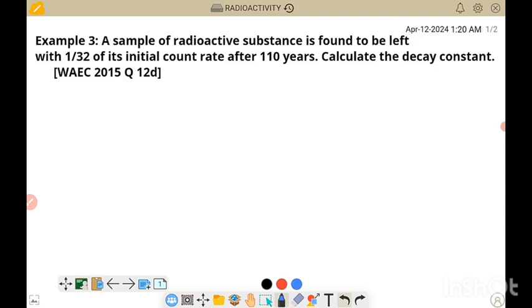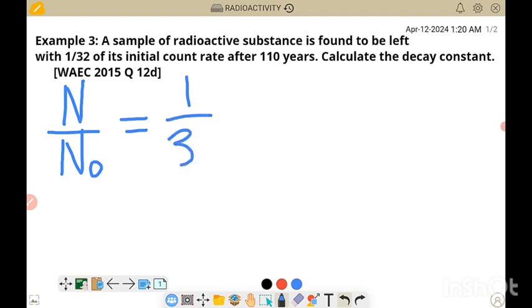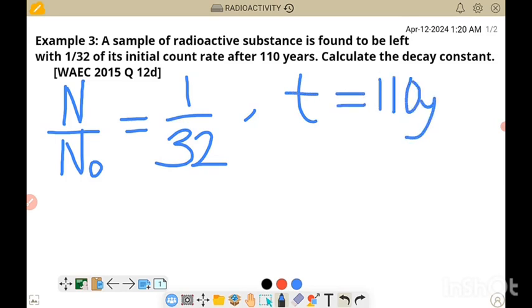Now, what are the parameters in this question? You can see the question is from WAEC 2015, question number 12D. What are the parameters given to us here? Number 1, we have the fraction that is left after 110 years. So the fraction that is left is N over N naught, and is equal to 1 over 32. And after how many years, which is a small letter t, after 110 years. Here half-life is not given, we may not really need it. We are asked to find the decay constant.